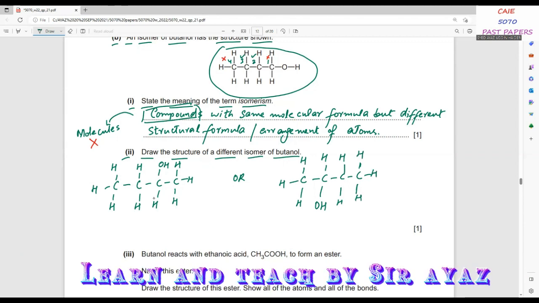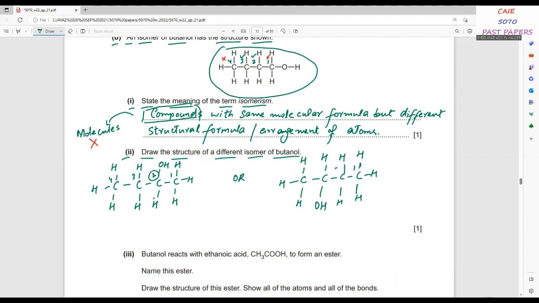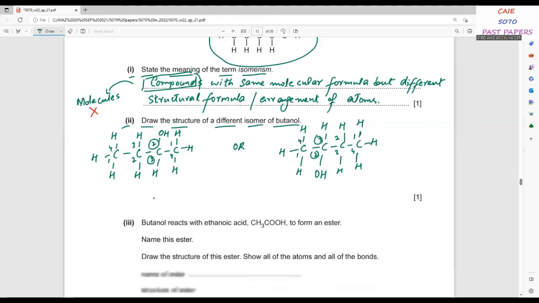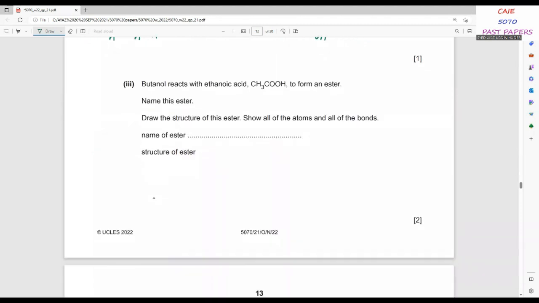If you start counting the carbon atoms on either side, 1, 2, 3, 4. You see, in the first one, OH is attached to the second carbon atom. In the second one, it's attached to the third carbon atom. You can even start counting from the left-hand side. So you can draw any one of these for the isomer of butanol.